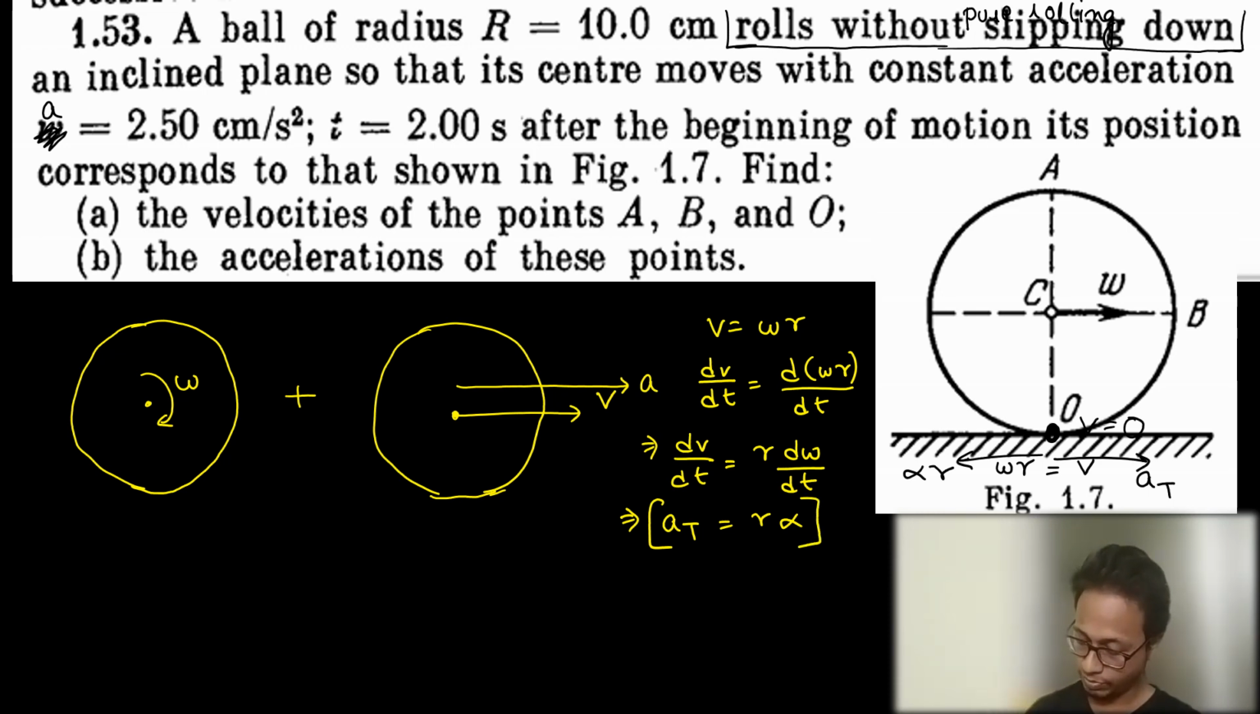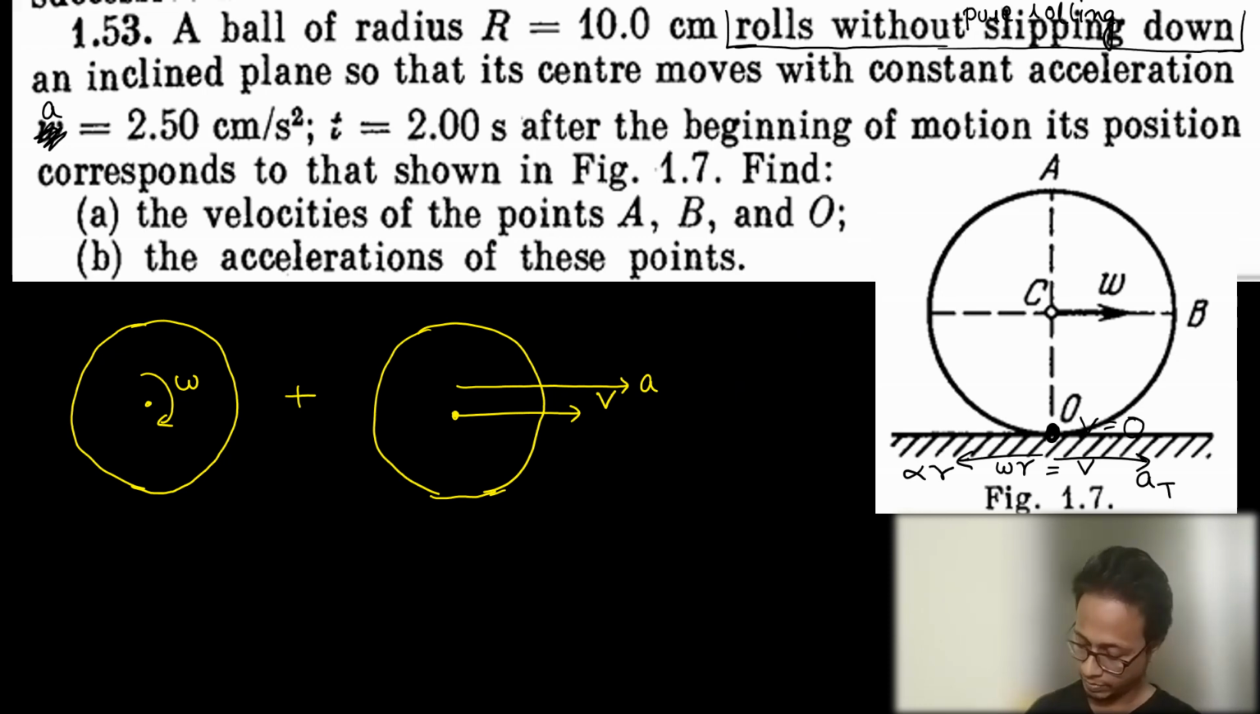So let me erase this one. So I have done: the tangential acceleration of the bottommost point is equals to angular acceleration into r. So this linear acceleration will cause an angular acceleration out here. Okay. Now the question is saying after t is equals to 2 seconds, from the beginning of the motion, the velocity at points A, B, and O. So after 2 seconds, what is the acceleration? So what is the velocity after 2 seconds?